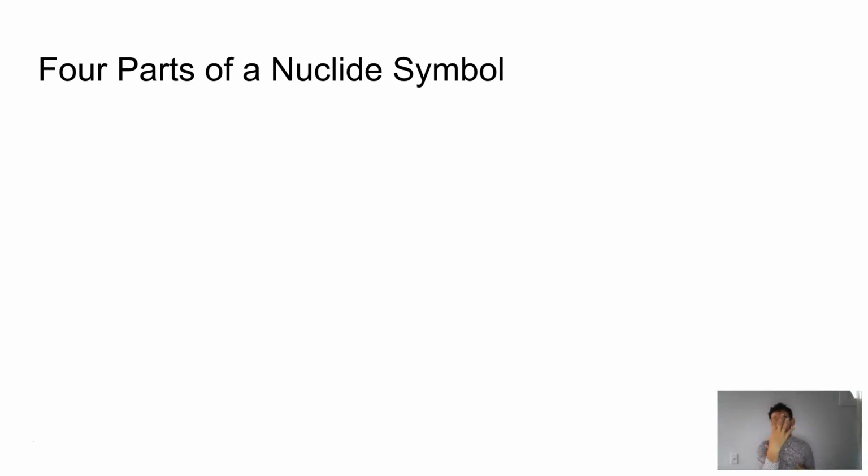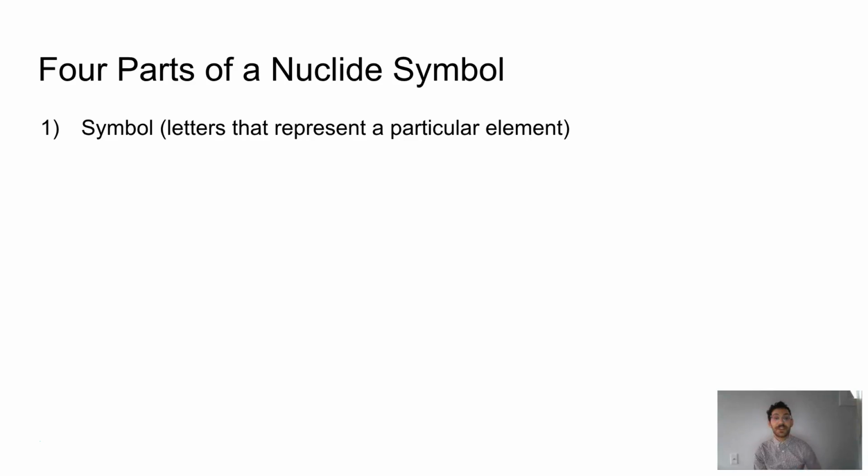So there are four parts to that nuclide symbol that I just mentioned: the symbol, the atomic number, the mass number, and sometimes charge. The first thing we want to concern ourselves with is that symbol. These are the letters that represent a particular element. For example, hydrogen is represented by the letter H capitalized. Iron is represented by a capital F, lowercase e. With these symbols, the first letter is always capitalized, and if there is a second letter, it will always be lowercase. So that's the first thing we need to know.